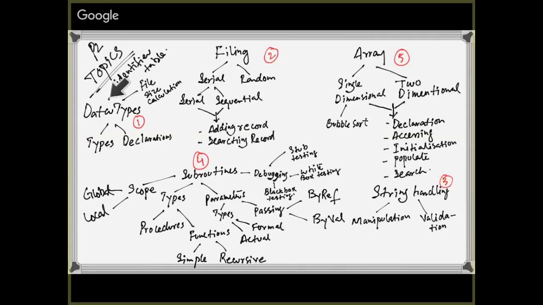So, in mind maps, while looking into data types, we know what identifiers are. An identifier table is a table that requires you to have an identifier name and a type assigned, whereas types, we know the types and we know how to declare those types. So let's look into these identifier tables and file sizing calculations.